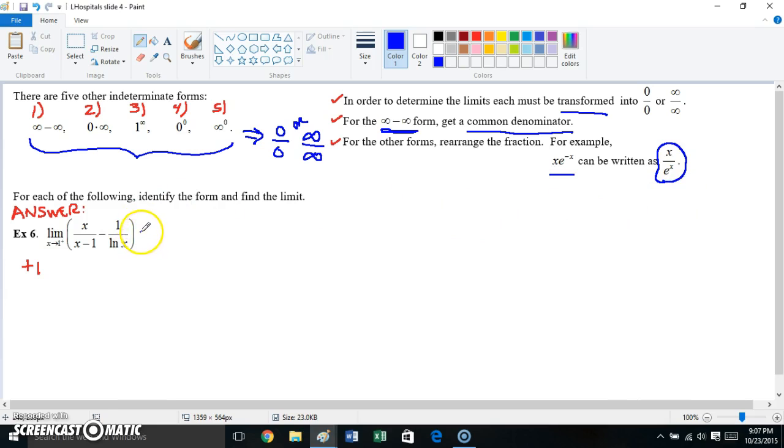Okay, example number 6. The limit as x approaches 1 from the right. Well, why do you think they did from the right? Because here we're doing the limit of 1 over the natural log of x, or negative 1 over natural log of x. So thinking about the natural log of x graph, its limit is only defined from the right-hand side. So we can't do a limit on the left.